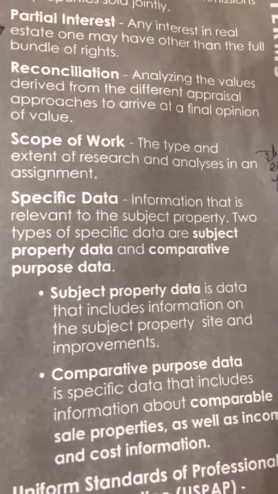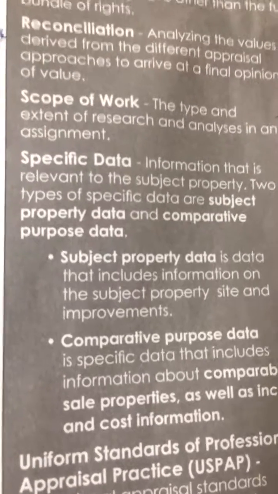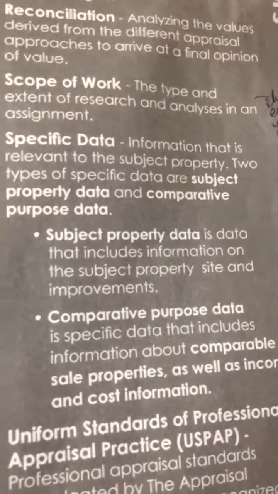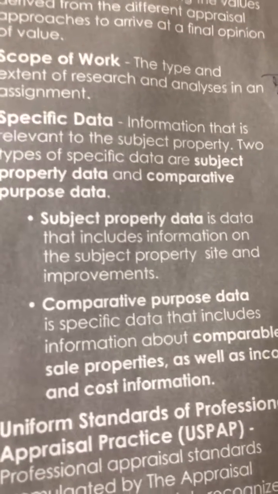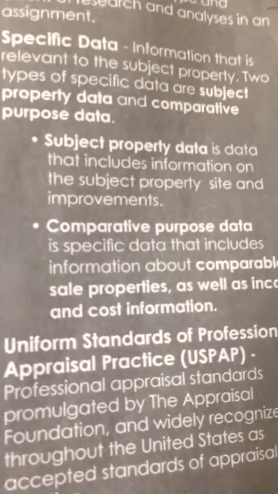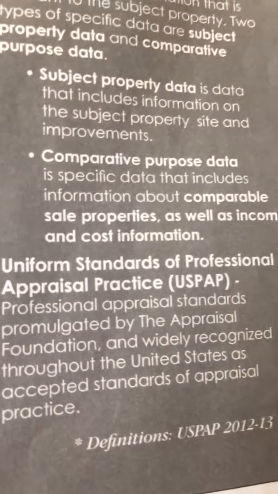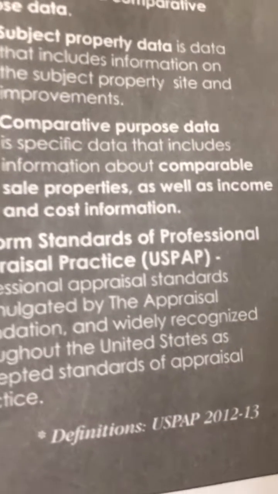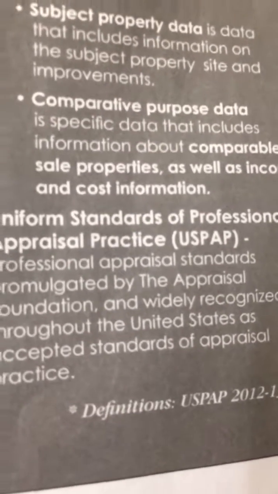Scope of work. The type and extent of research and analysis in an assignment. Specific data. Information that is relevant to the subject property. Two types of specific data are subject property data and comparative purpose data. Subject property data is data that includes information on the subject property site and improvements. Comparative purpose data is specific data that includes information about comparable sale properties, as well as income and cost information.